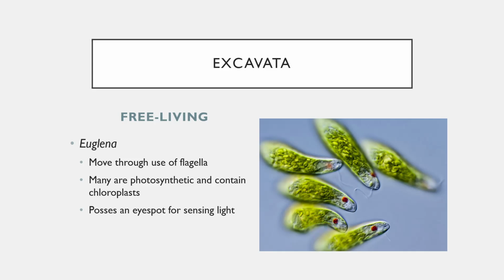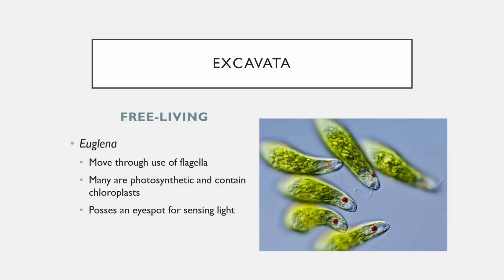Many of them are photosynthetic and contain chloroplasts, which they use to generate their energy. They also possess an eye spot for sensing light, which you can see right here as this little red pigmented dot at one end of the cell. So Euglena are a great example of that phenomenon that we talked about earlier called phototaxis, whereby a cell is able to move through its environment toward a source of light.